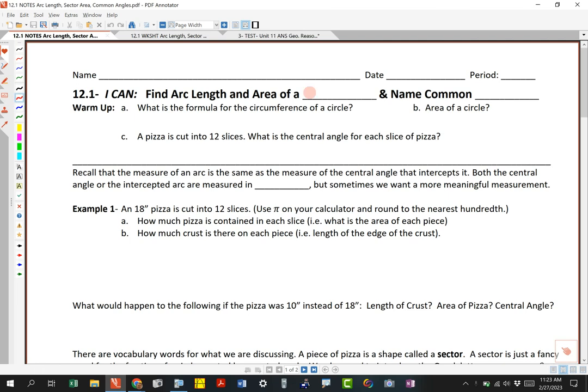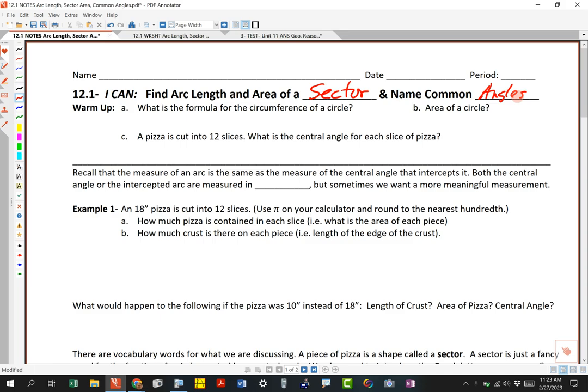Okay, so here's our I can for today. This is 12.1. I can find arc length and area of a sector, and name common angles. Maybe some new vocabulary for you. We're going to be talking about sectors on circles, and common angles. Of the two, the common angles are actually more important, and we'll get to those at the end.